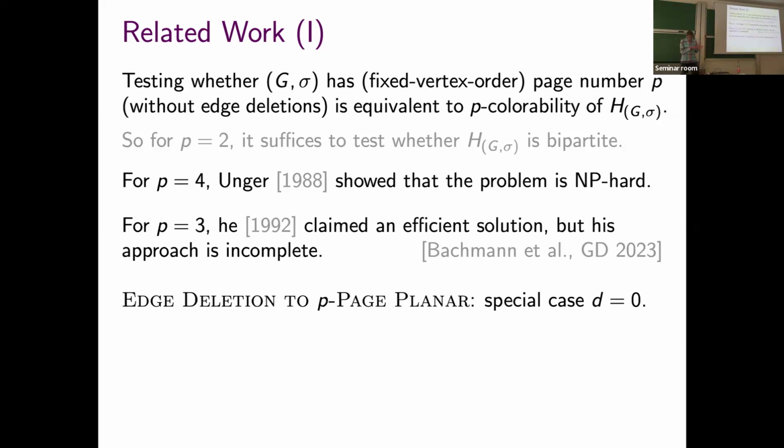Now another way to restrict the problem: now here we were just testing. Now we allow edges to be deleted. But again, we look at the planar case for each page. So what does this mean? It's not directly p-colorability, but now we are allowed to delete edges from the graph. So it means we are allowed to delete vertices from the conflict graph. So it's vertex deletion to p-colorability.